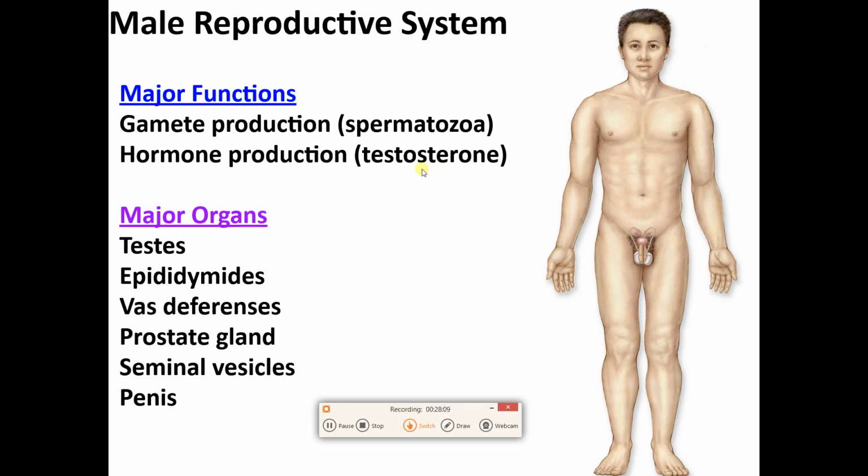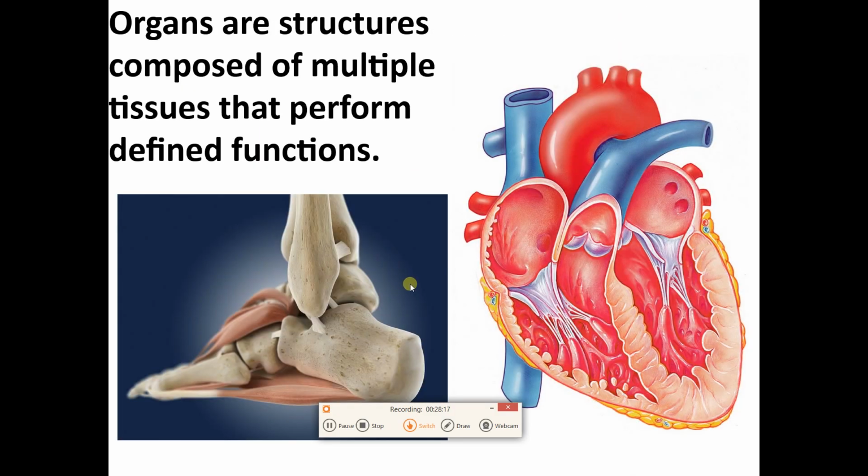All right, wow, good job. That was our run through the 11 different organ systems. Fantastic. Now, organ systems are made of organs. Organs are structures composed of multiple tissues, and organs are performing defined functions. Like this is the heart. There are different tissues. The lining, the middle, the covering are different tissues. The heart has a defined location, as well as a defined function, which of course is to pump blood.